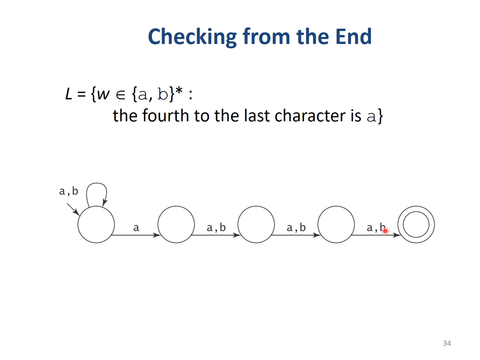Then any combination can come after that. If you count from the end, from this side, the fourth character should be A. Fourth character should be A. Okay, so this is very important. This can be achieved using this transition diagram.